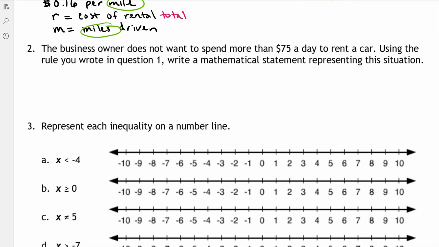So this boss says, no more, don't spend more than $75 a day. So I'm going to write that down. Don't spend, and you should write this down too, don't spend more than $75 a day.